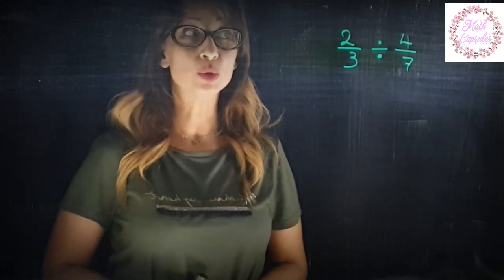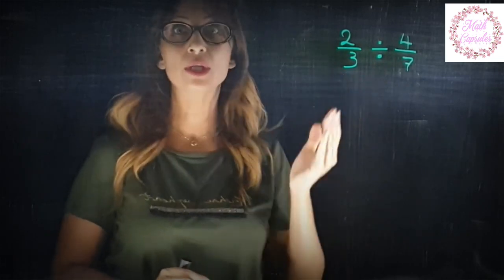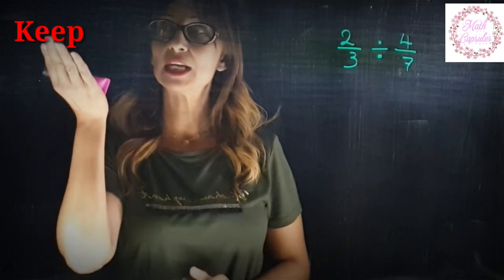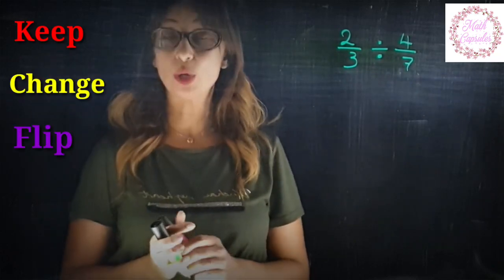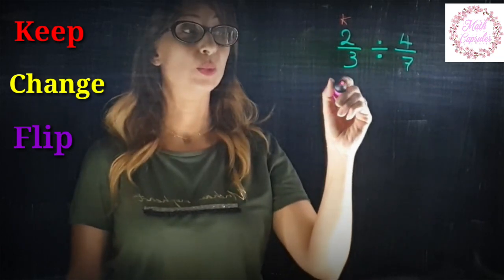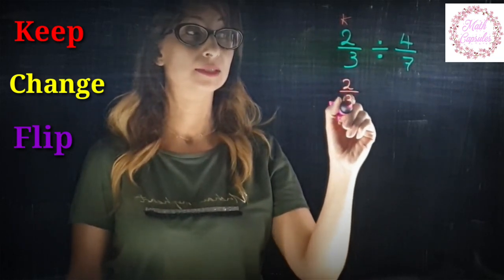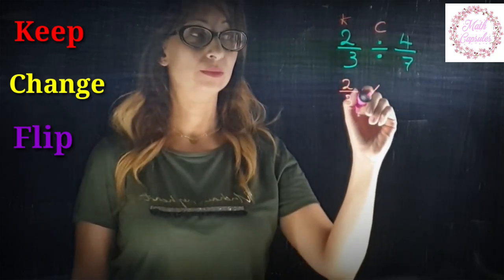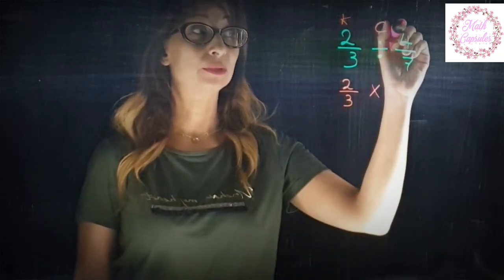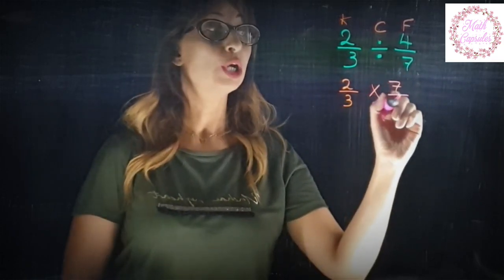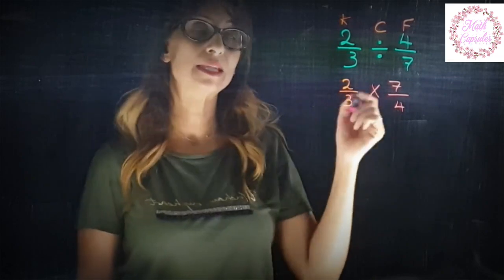So what do we do to change the division into multiplication? We will use this rule: keep, change, flip. So we will keep the first fraction as it is. So we keep 2/3 as it is. Now we change division into multiplication. And then we flip the second fraction upside down. So 4/7 becomes 7/4.